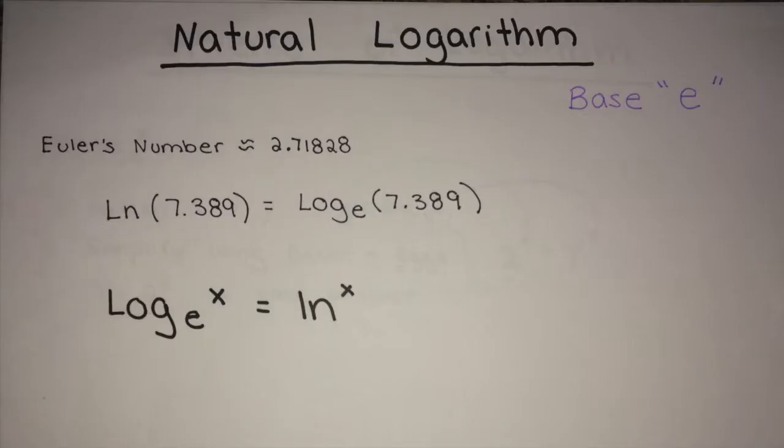A natural logarithm is when you use base e. E is Euler's number, which is about 2.72. Log e is the same thing as ln. ln of 7.389 is the same thing as log e of 7.389.